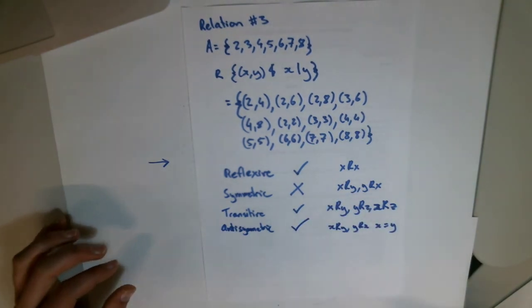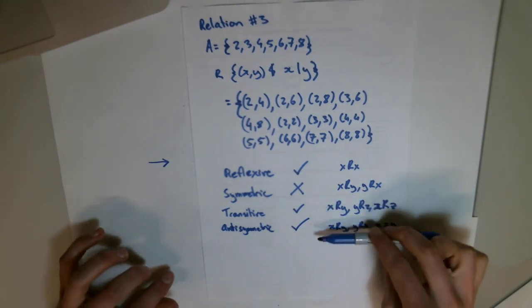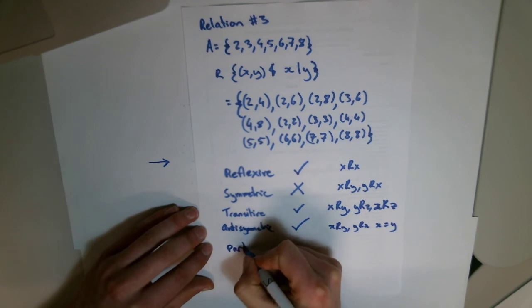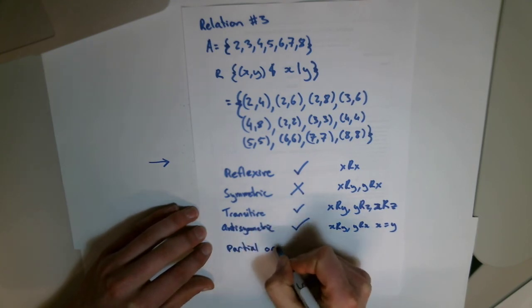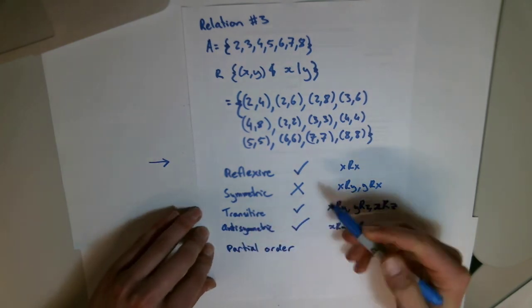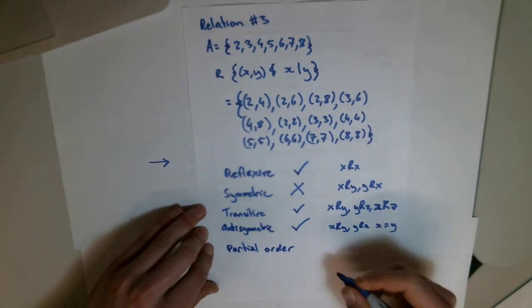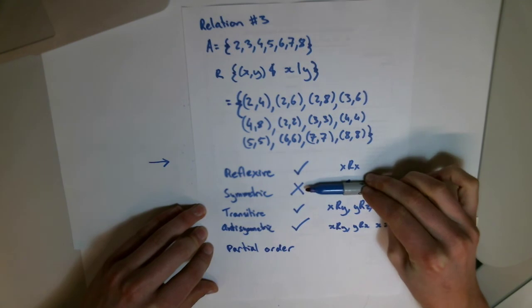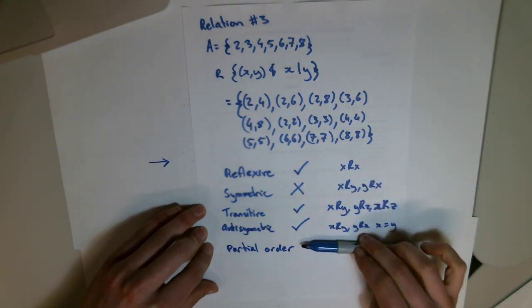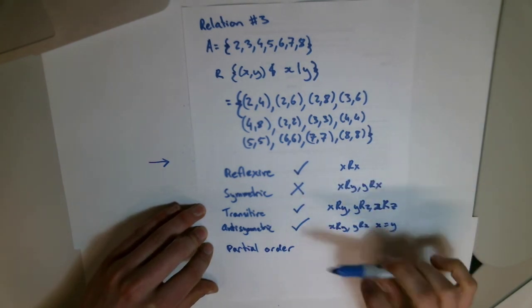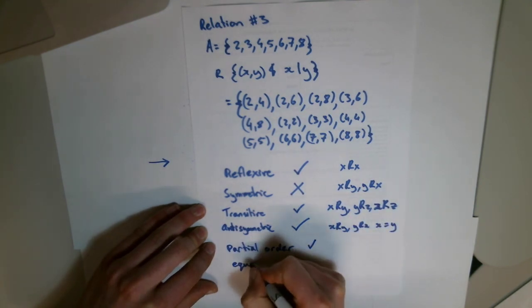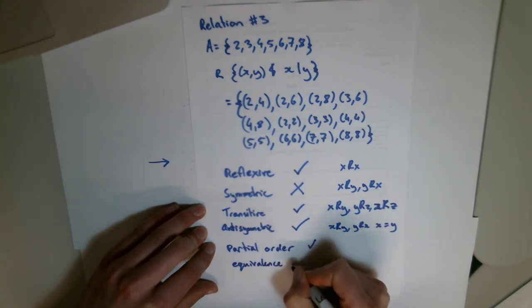And what you'll notice here is that because this is transitive, anti-symmetric, and reflexive, this is a partial order. If it has these three properties, then it's a partial order. If it is reflexive, transitive, and symmetric, but not anti-symmetric, then that's what we call an equivalence relation. So this is a partial order, but it's not an equivalence relation.